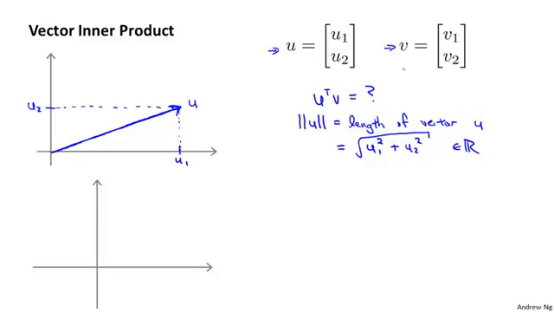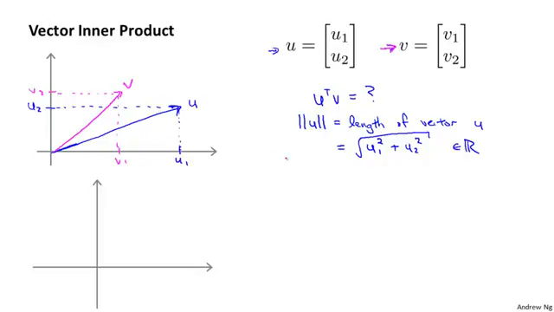Now, let's go back and look at the vector v, because we want to compute the inner product. So v will be some other vector with some value v1, v2, and so the vector v will look like that. So I'm going to draw v like so.